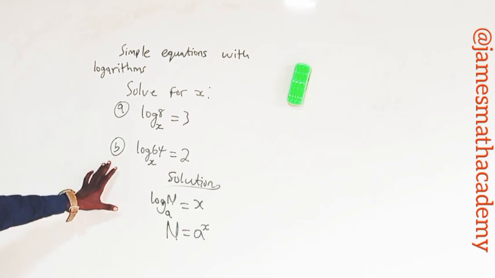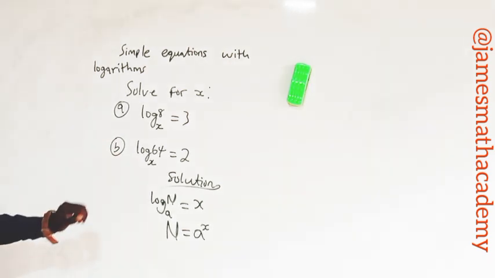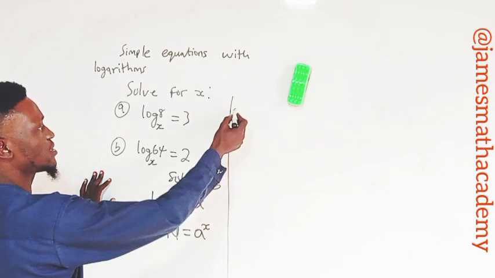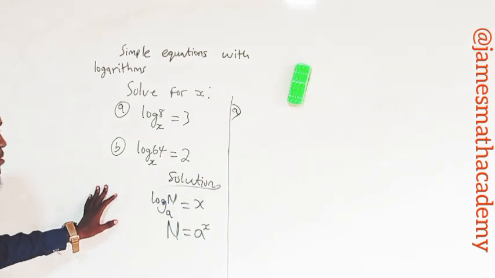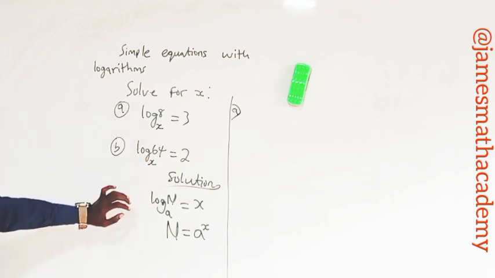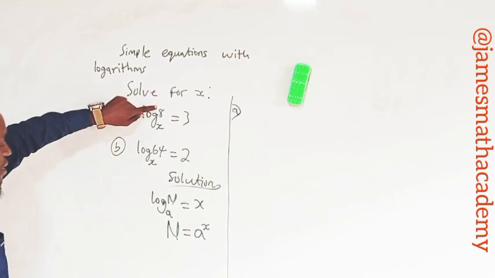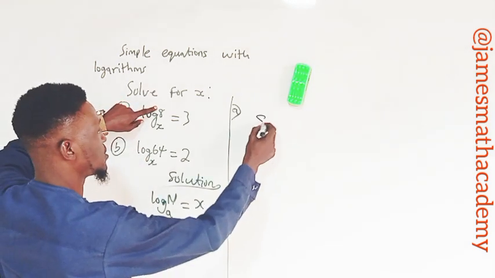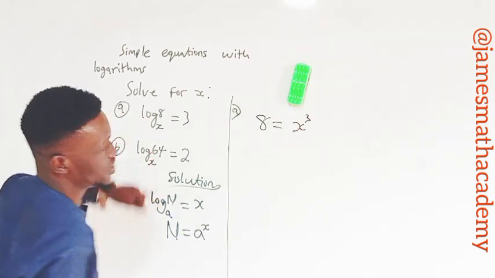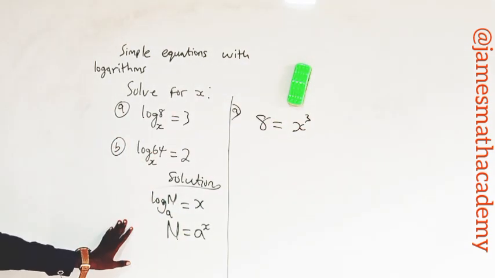So let's get started with question number 1. Let me draw my line here. Starting from question number 1, this is of this form. That simply means we're going to write our 8 in this place and put our x raised to power 3. They are basically the same thing.